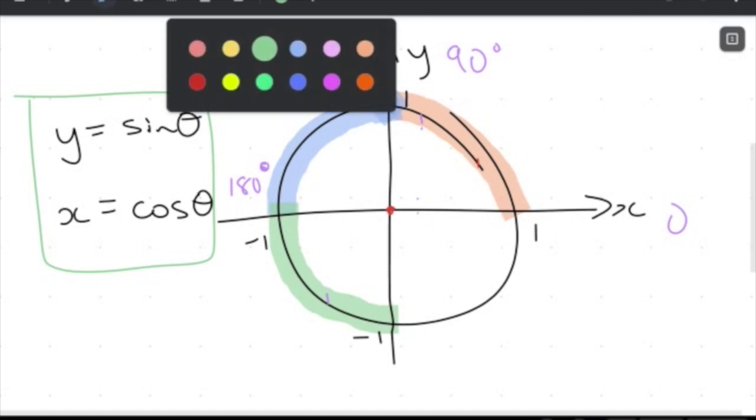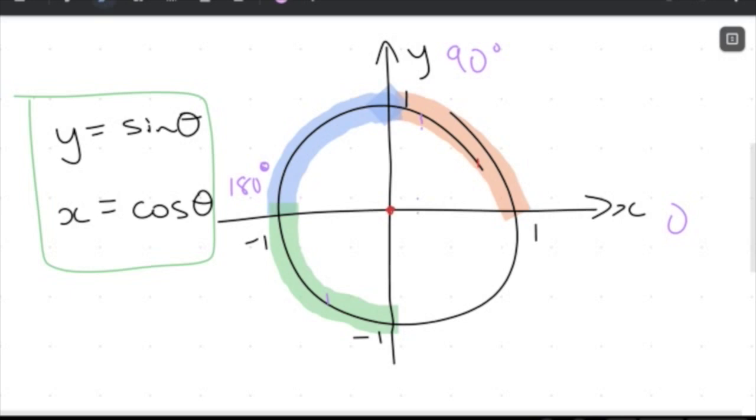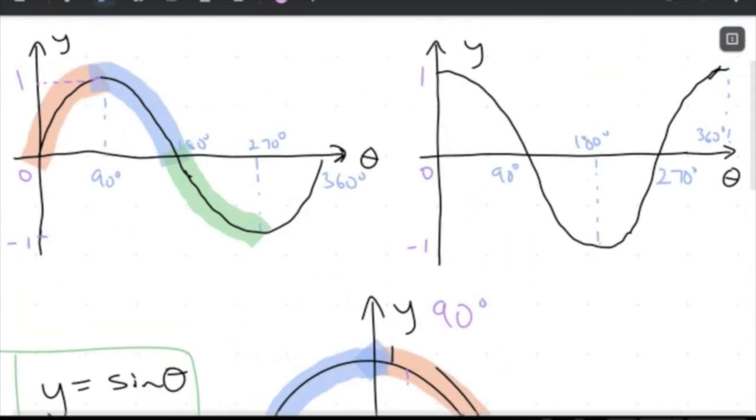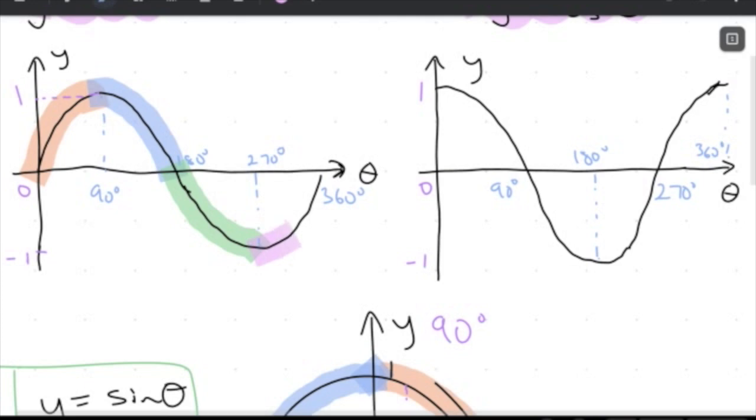And finally in my fourth quadrant, I'm starting at negative 1. My sine theta is negative here, but it's approaching, because my sine is my y coordinate, it approaches 0 again. And that is exactly what happens here. So my sine graph basically traces out what the y coordinate does as we go around the unit circle, because we said that y corresponds to sine of theta.